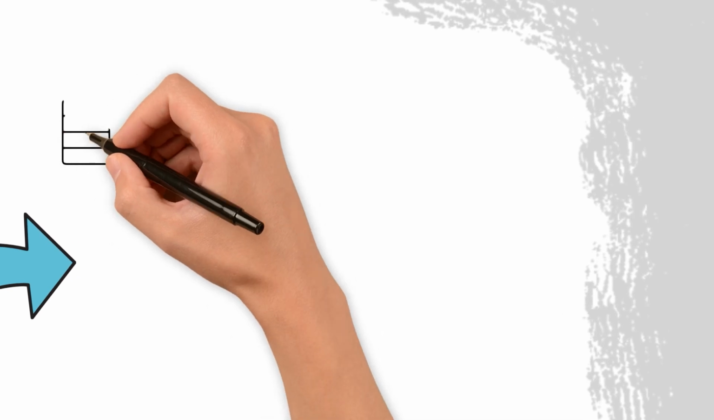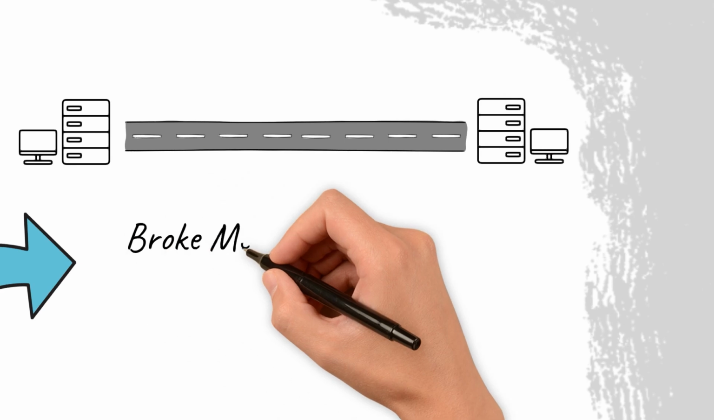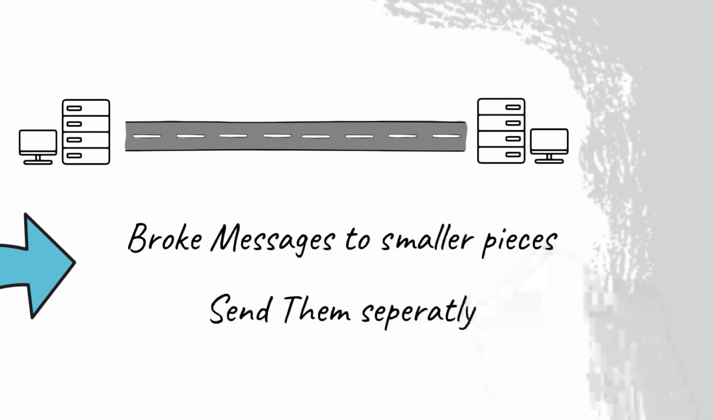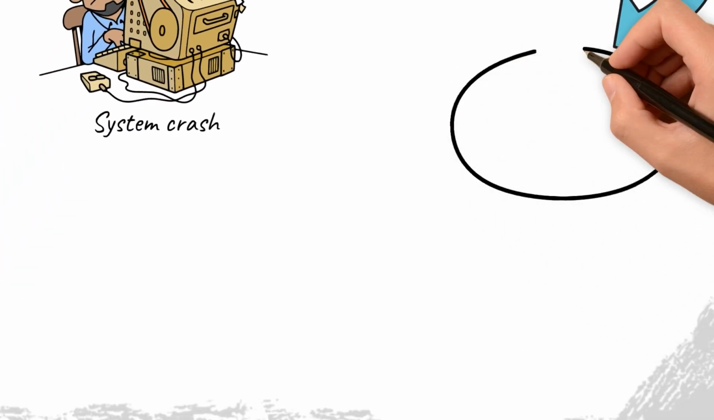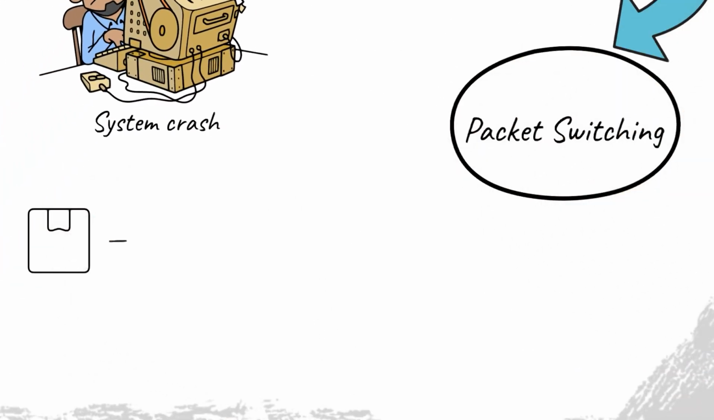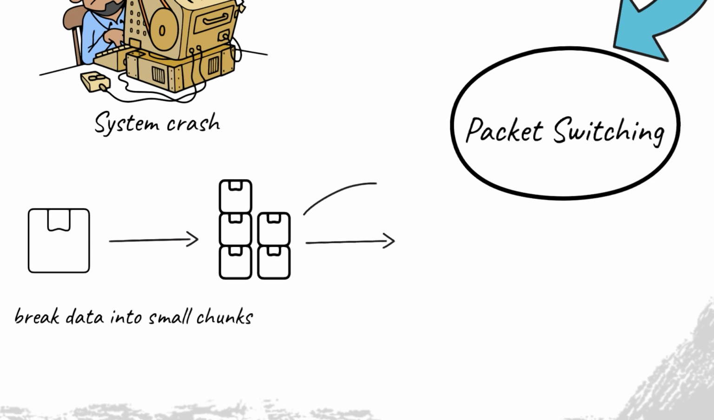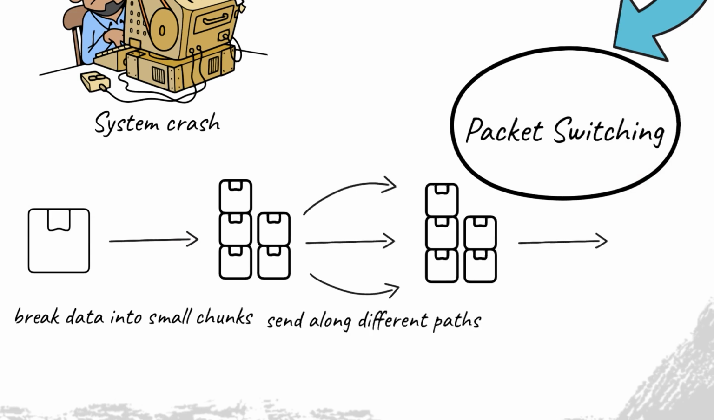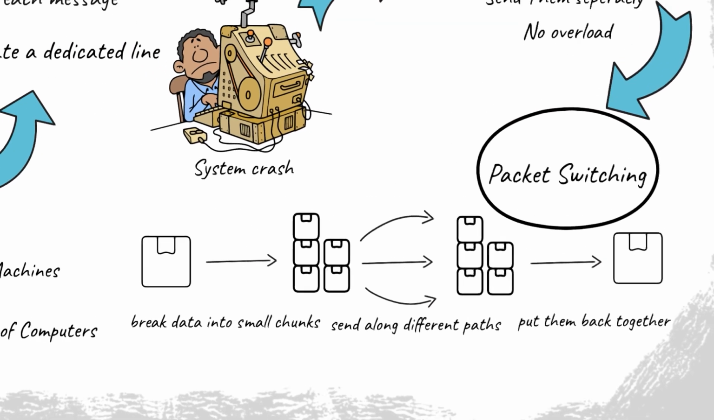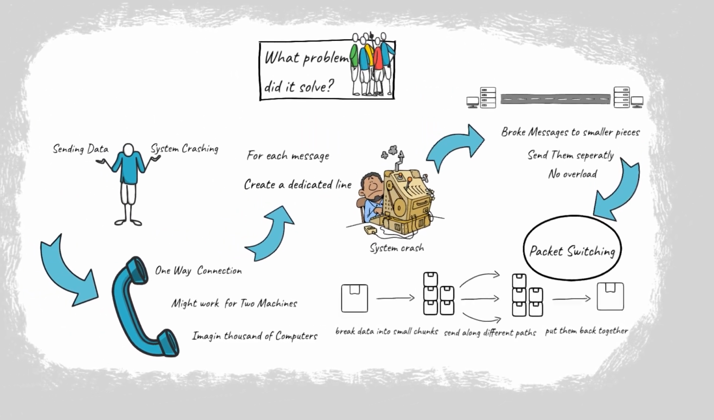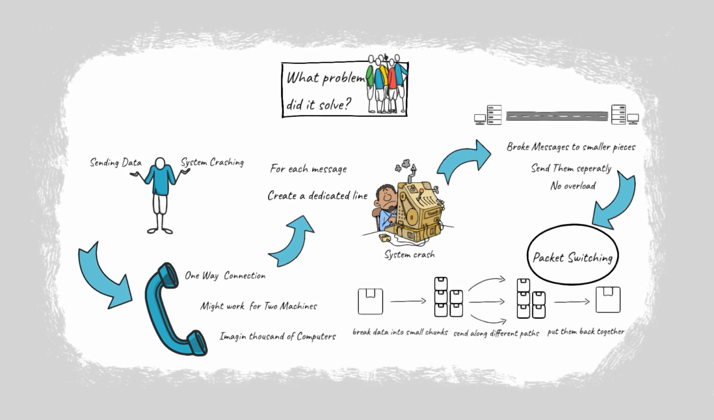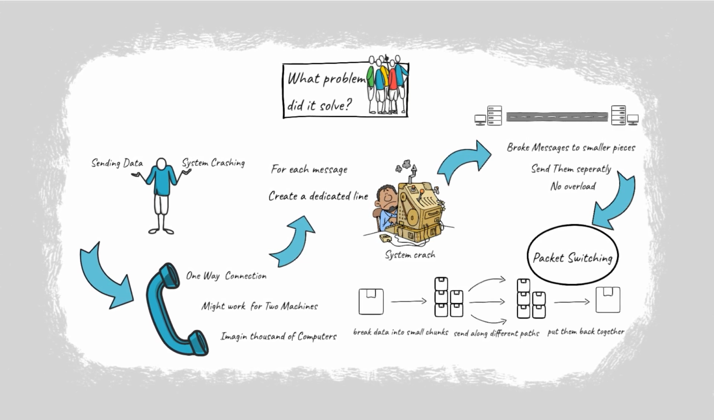Researchers needed a smarter way. Instead of one long, direct connection, they thought, what if we broke messages into smaller pieces and sent them separately? That way, the system wouldn't get overloaded. And that's exactly what they did. They came up with something called packet switching. A way to break data into small chunks, send them along different paths, and then put them back together at the destination. It was a game changer. This method allowed multiple computers to send and receive information at the same time, making networking faster, more reliable, and scalable. In fact, this is the foundation of how the internet still works today.